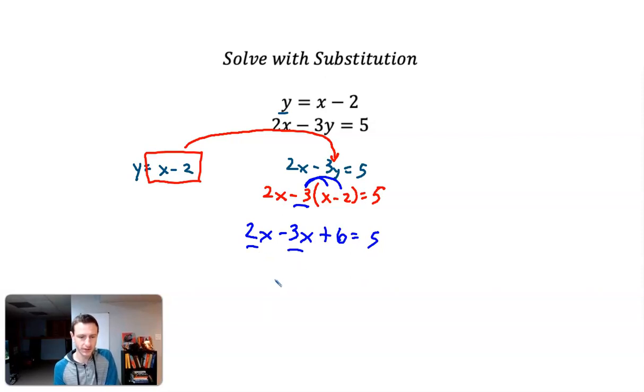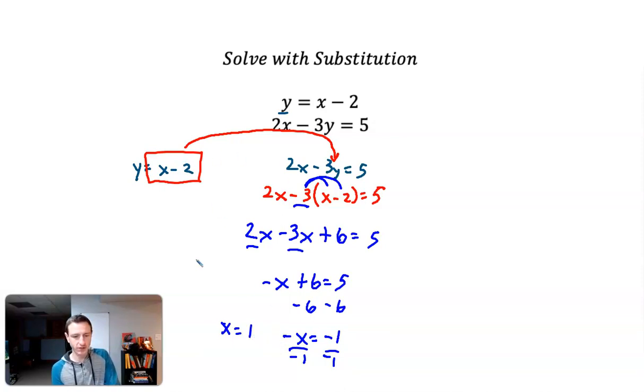2x minus 3x is negative 1x plus 6 equal to 5. And then solve the equation here. So negative x equals 5 minus 6, which is negative 1. Not quite done there. Divide by negative 1, giving us x equal to positive 1.